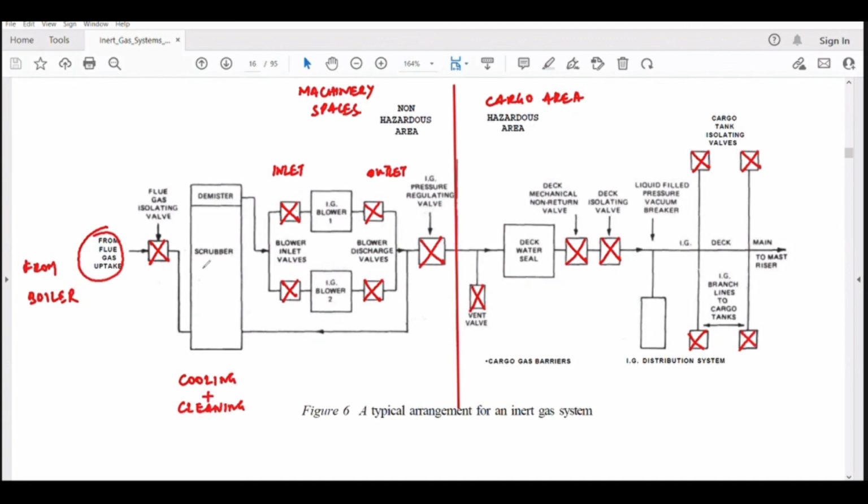And from there it is going to go into the demister. What is the purpose of the demister? Anybody? Have you heard of the demister? To remove moisture. Yes, sir. Water droplets and moisture, smoke particles also, sir. Correct. It is going to absorb the moisture plus particles.